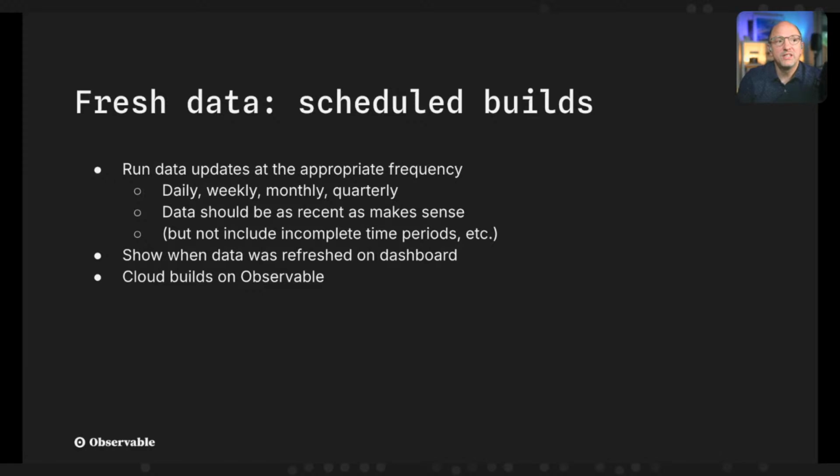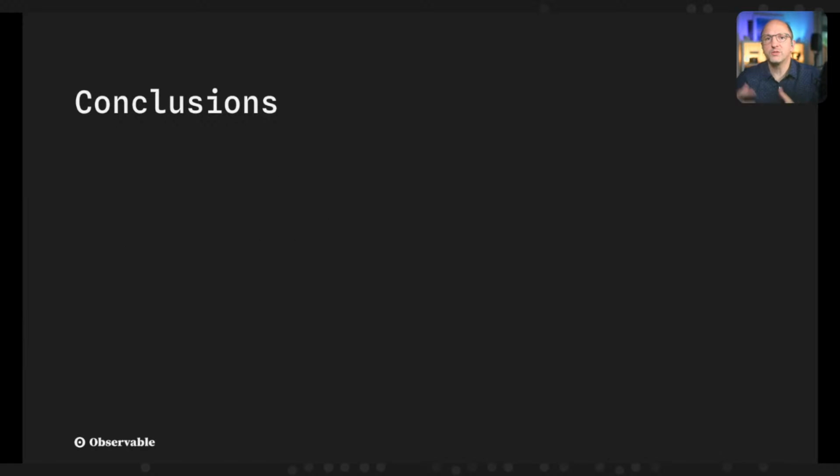And so what we provide for that is cloud builds on Observable. So you can now build your data apps and have them run on Observable directly, and update automatically on a schedule. So you can just have that be done for you automatically. And this could be once a day, once a week, whenever, however often you need for your specific data. And so to conclude, and then I'll get to a couple more questions.